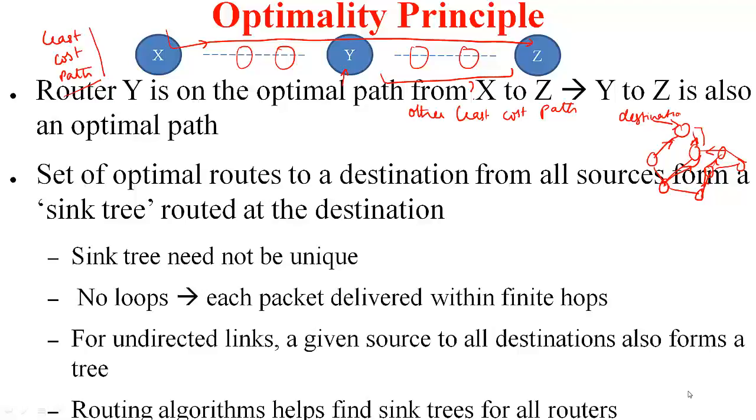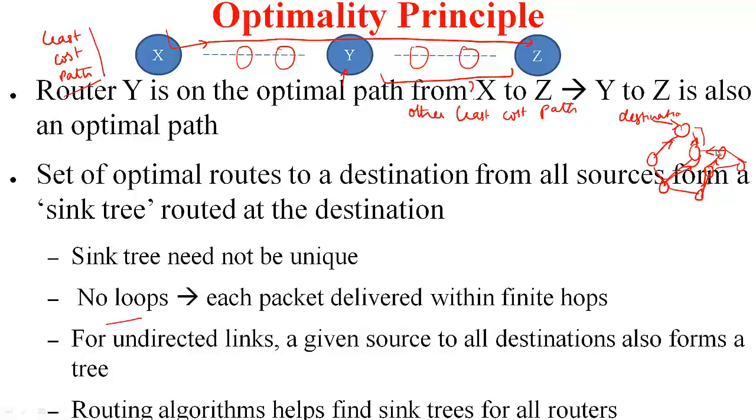So here are some features of this sink tree. One, it need not be unique. You can have multiple sink trees. Because it is a tree, there are no loops possible, which means that each packet can be delivered within finite hops. And another useful feature is for undirected links, a given source to all destinations also forms a tree.